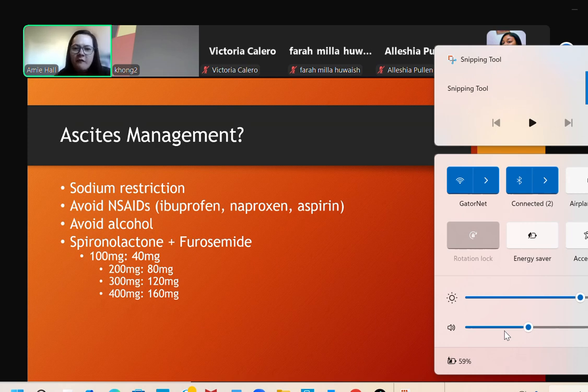When do we give albumin for ascites? 5 liters. So I heard in the back there that we only give albumin if we've removed greater than 5 liters during paracentesis. Right? And what questions do you have on managing ascites?